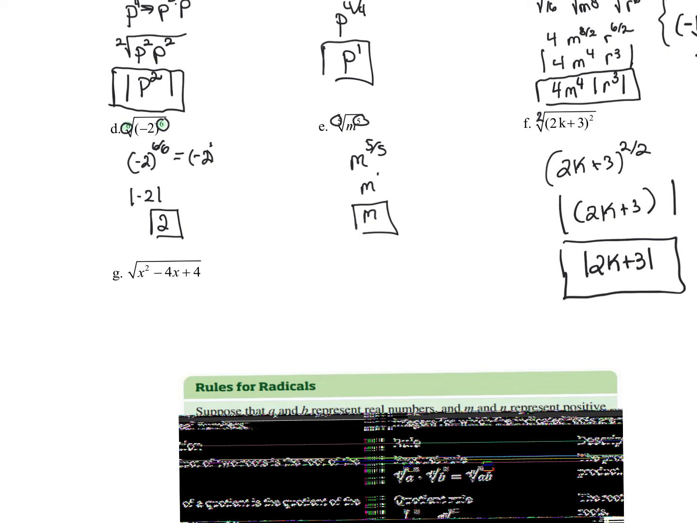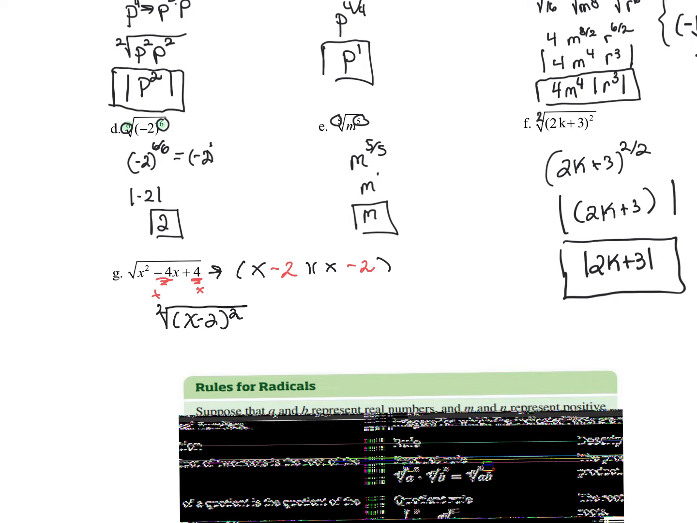Okay, so for letter G, we can factor this. I need something times something that multiplies to make the +4, but adds to make the -4. So a -2 times a -2 makes a +4, and a -2 plus a -2 makes a -4. So I can rewrite this as the square root of x minus 2 squared.